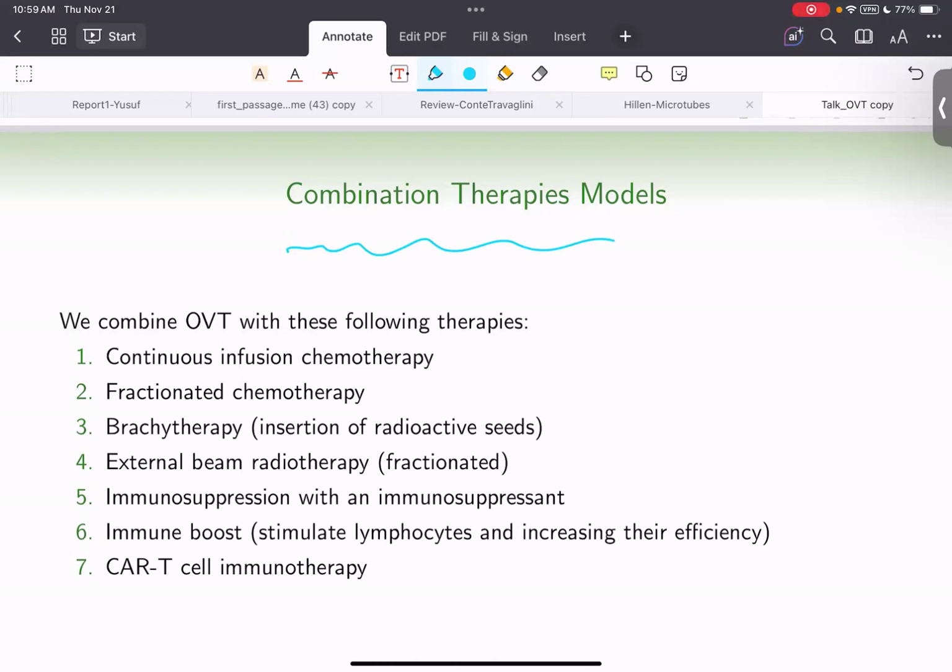Okay. And so we use 2 chemotherapy treatments, a continuous one and a fractionated one. We look at 2 radiation treatments, brachytherapy and external beam radiotherapy. And then we look at 3 immune therapies, immune suppression, immune boost, and CAR T-cell immunotherapy. So this sounds really scary and a lot, but for all these therapies, there are existing models already in the literature. So you can go through the literature, that's what Morgan did, found the corresponding model, and wrote it down. So why not? Okay.